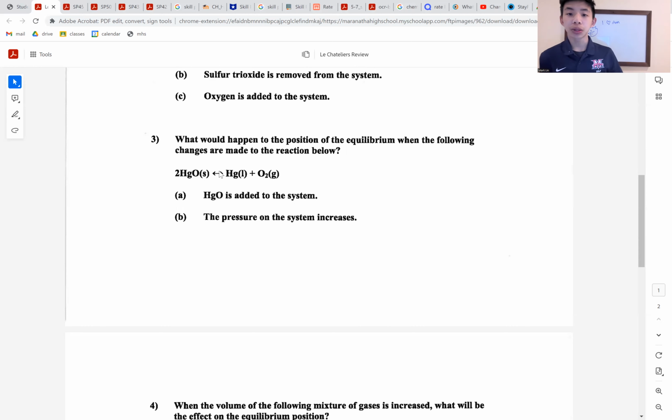So B, the pressure on the system increases. The pressure is described by the moles, right? There's 2 moles of HgO solid, and 1 mole of liquid Hg and 1 mole of O2. We need to count out the moles. Solids don't count, liquids don't count, so you only look at the gas. So there's only 1 mole on the product side, and for the reactant side, there's 0. So when pressure is increased, it will go to the side with less moles. So it will be reversed because the reactant side has none.